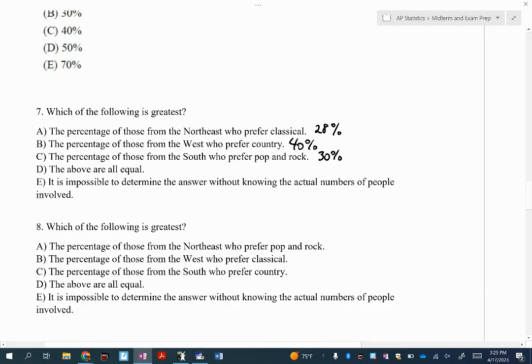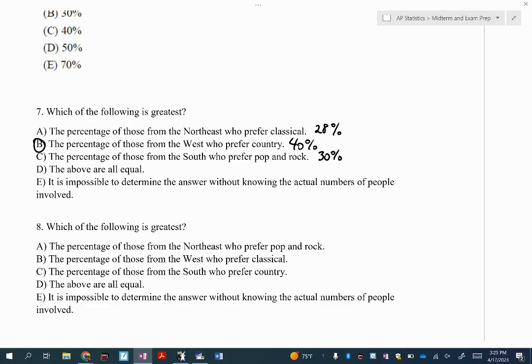So which one is the greatest? It says the above, are they all equal? No. Is it impossible to determine this? No, it says percentages. You'll notice essentially what they're trying to get you to answer with E would be if they asked this question that said, which number is the greatest? Because they'll try to trick you on the AP exam by saying number as opposed to percentage.